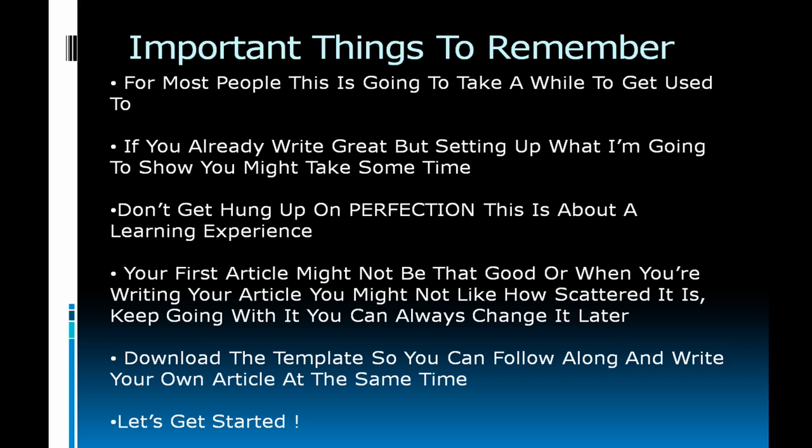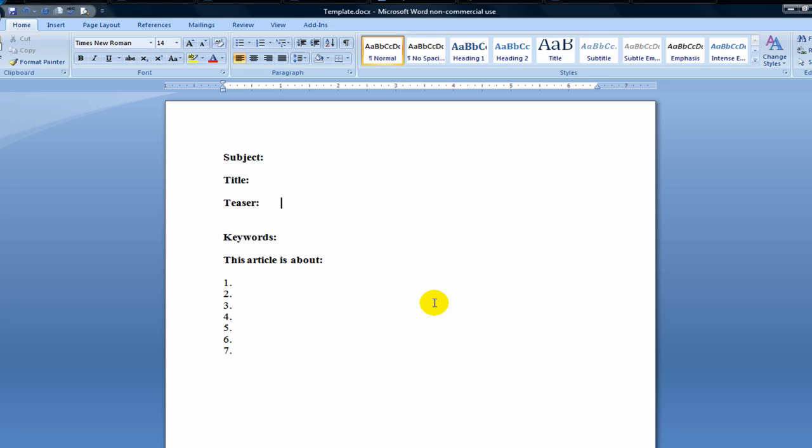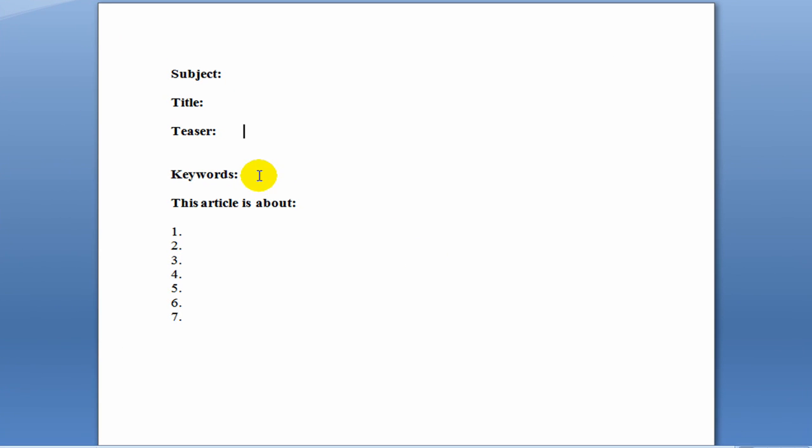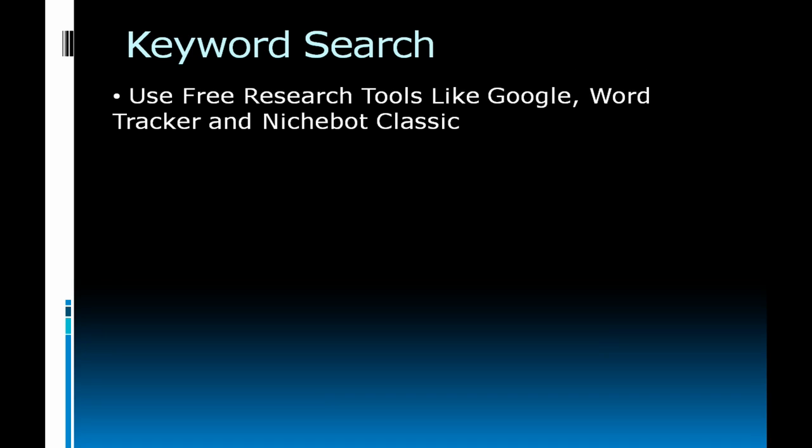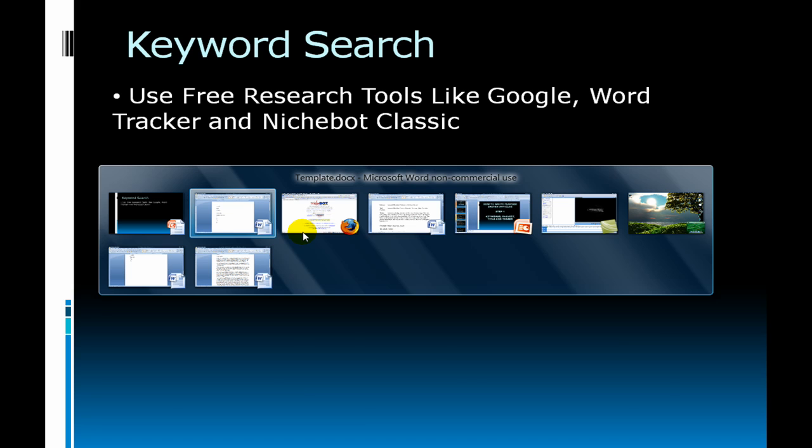So with that being said, let's go ahead and get into the very first section of this article, and I want to show you what it looks like on the template here, which is the keyword part. It's not at the top, it's right in the middle here, a keyword, and how you're going to form that. So you're going to do a keyword search using the NicheBot Classic and Google. You can also use Word Tracker, but NicheBot is something I got into recently, so I'm just going to show you what I did for my current article.